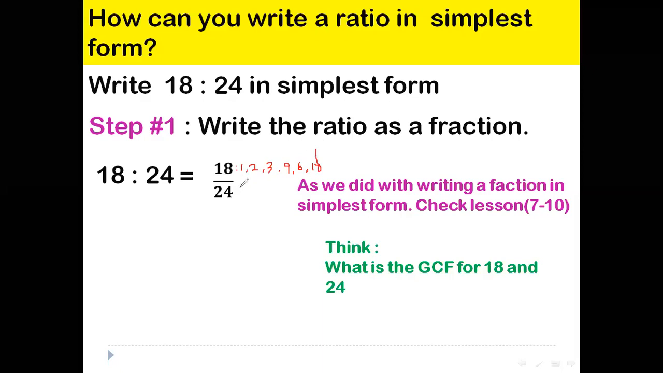And the factors of 24: 1 times 24 is 24. There is also 3 times 8 is 24. And there's also 12 times 2 is 24. And 6 times 4 is 24. These are all the factors of 24 and all the factors of 18. What's the common one, the greatest common one? Think of it. The greatest common one is, yes, it's 6.